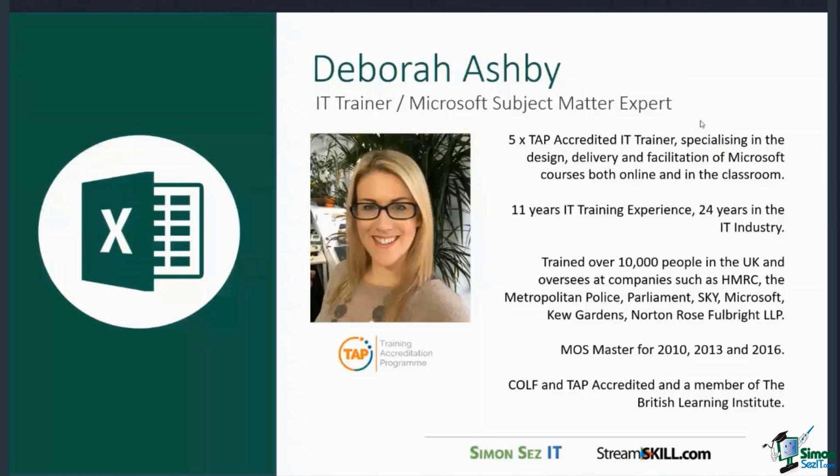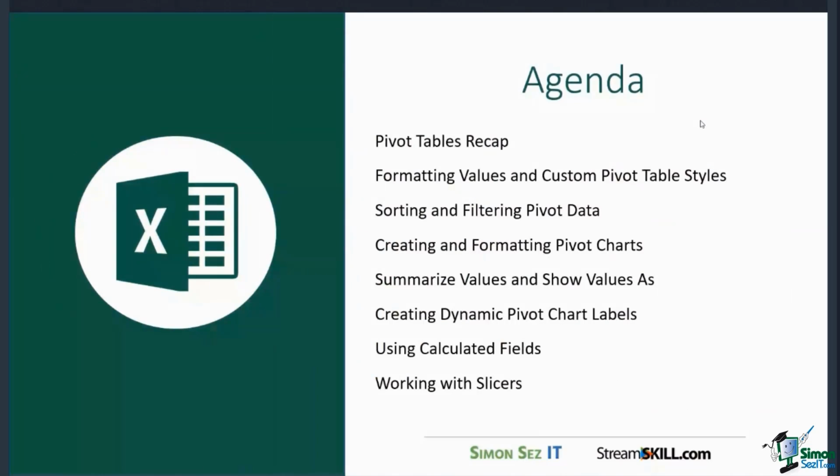So let's take a look at our agenda. So as I mentioned, I am going to do a little bit of a pivot tables recap, which isn't really going to extend too much beyond creating a pivot table from scratch. I'm going to talk a little bit about formatting values and also custom pivot table styles. We're going to take a look at sorting and filtering pivot data and also creating and formatting pivot charts. I'm going to go through some of the options like summarizing values and also showing values as something else, which you may or may not have used before.